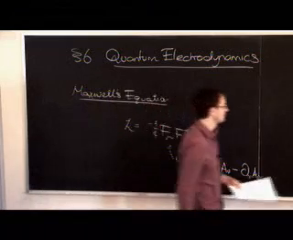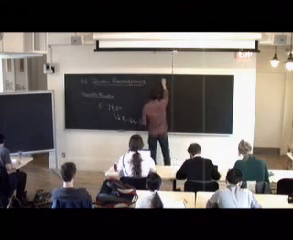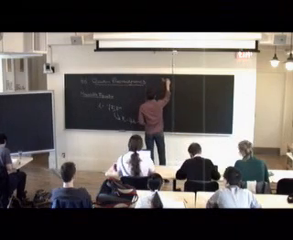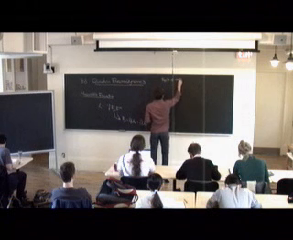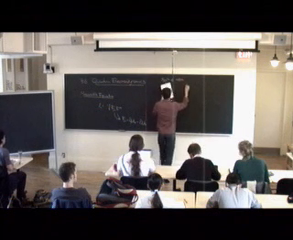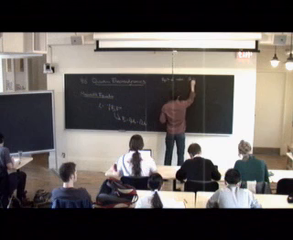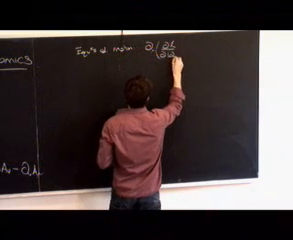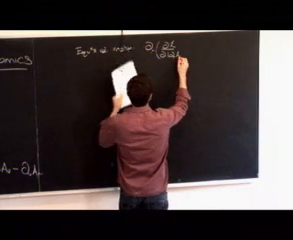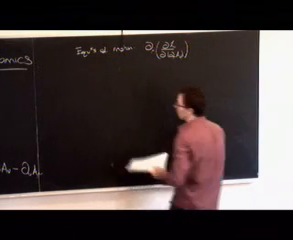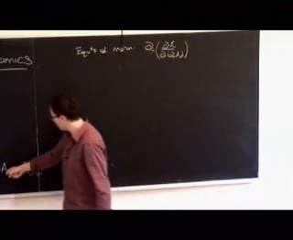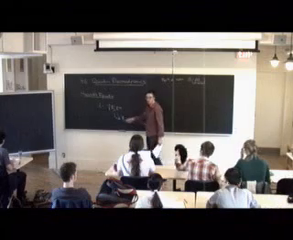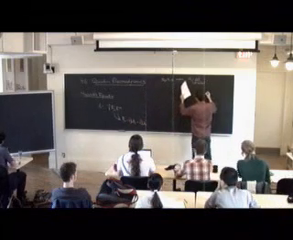Okay. So the equations of motion come from the usual Euler-Lagrange equations. The action doesn't depend on A itself, it just depends on the derivative of A. So you just get one term.